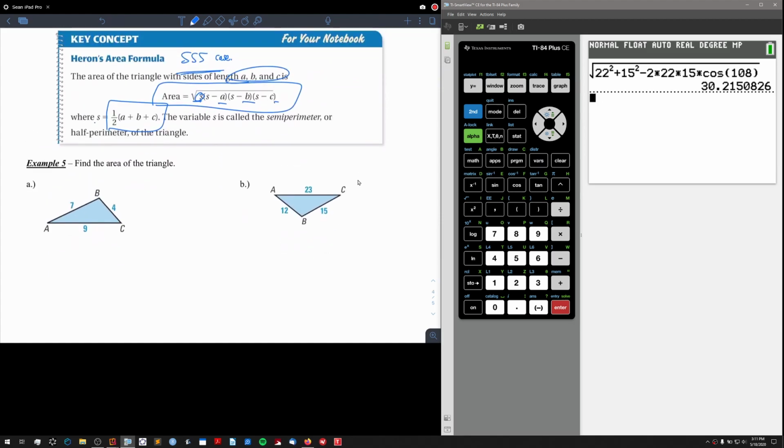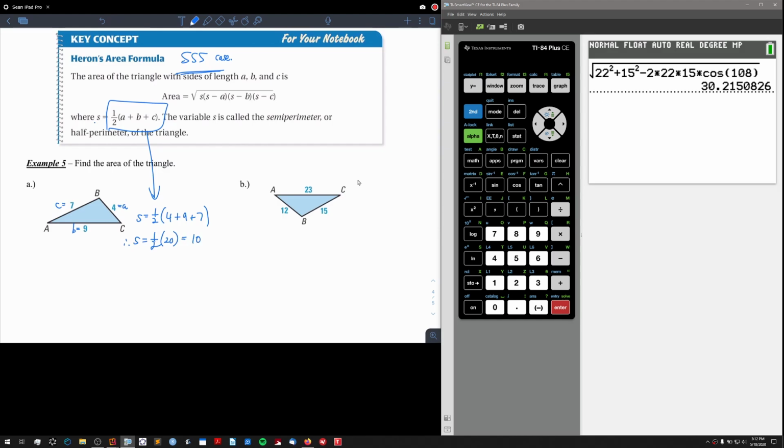So how do you find the area? Well, if I need S in my formula four times, I better find S first. So small s is 1/2 of A, and A here is 4. B is 9, and C is 7. So I have 4 plus 9 plus 7, and S is 1/2 of that, which is 20, which means S is 10.